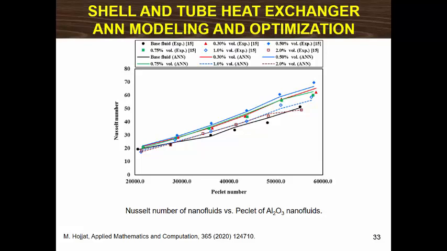Experimental values of Nusselt number of nanofluids against the Péclet number are shown in this figure. Values predicted by the ANN model are also included. It's obvious that the ANN predicts the experimental data with high precision. Values of Nusselt number resulting from the experiments and those obtained from the ANN have at most 9% difference.